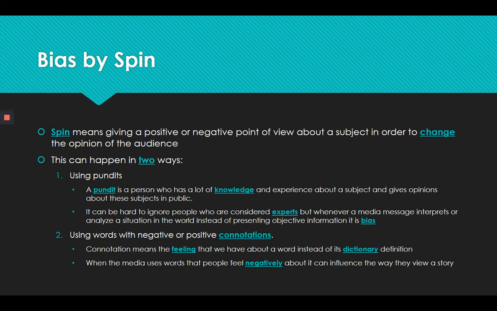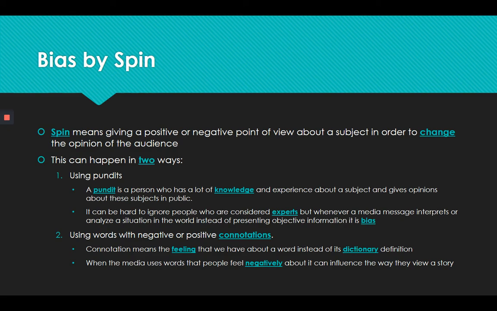The second way is using words with negative or positive connotation. Connotation means the feeling that we have about a word instead of its dictionary definition. When the media uses words that people feel negatively about, it can influence the way they view a story.